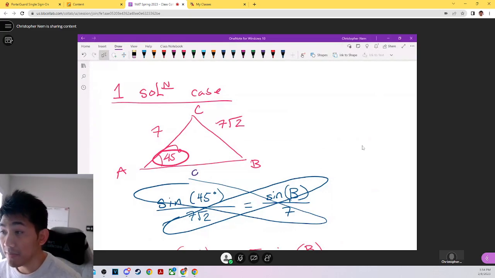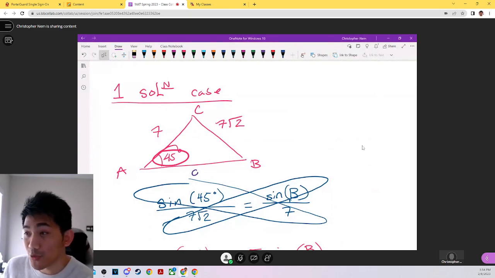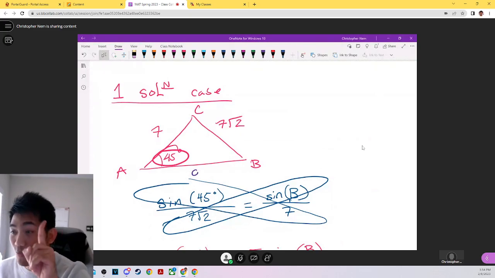I don't have angle measurement B, so I need to solve for angle B. Notice that angle A, I have predetermined, and the side opposite to angle A, alpha, is predetermined as 7 root 2. So I'm going to use the law of sines to set up that ratio, and I'm going to set that equal to sine of B over beta, which is 7. So I only have one unknown, which is really nice and easy to solve.